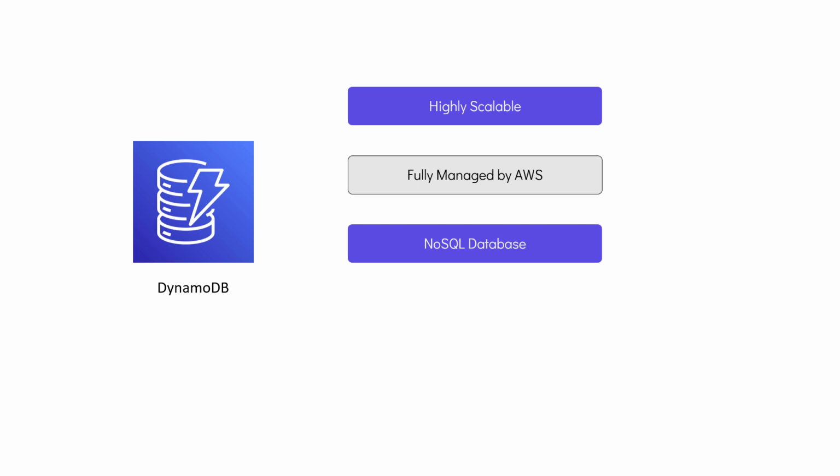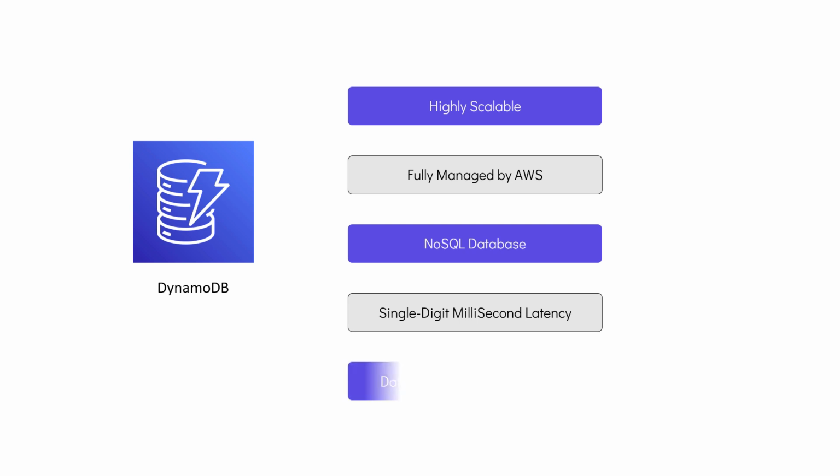Along with high scalability, it also provides low latency data access, making it a very popular choice for some of the world's largest scale applications. DynamoDB also guarantees high availability as the data is replicated across multiple AWS regions.